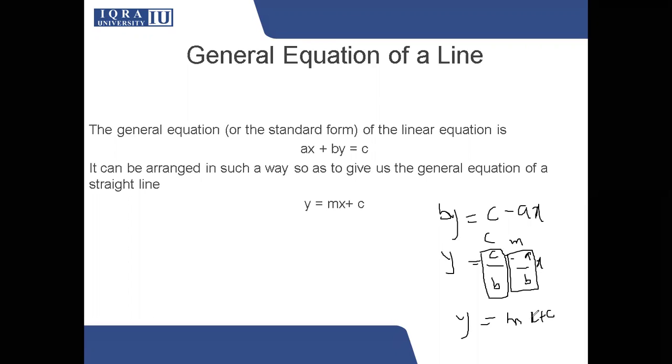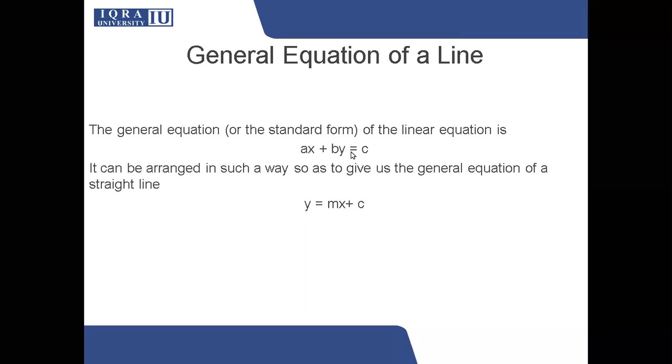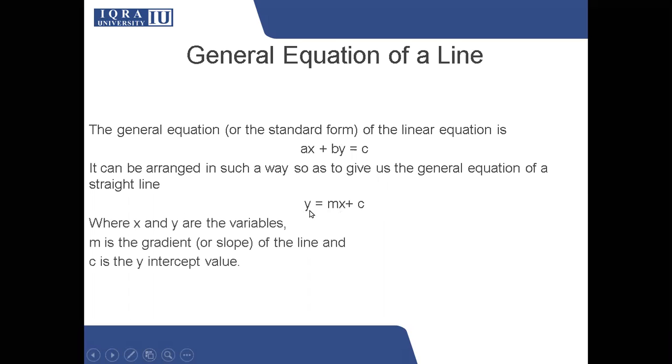You don't really need to understand this, but what you need to know is that this is the general form of a linear equation, and this is the general form of a straight line. They're both equivalent, they're both the same thing. All we've done is just a few simple operations on it, right? So we can rearrange this in such a way to give us the general equation of a straight line where x and y are the variables. Every equation will have some variables, so they'll always be there. m is the gradient of the line and c is the y intercept value.